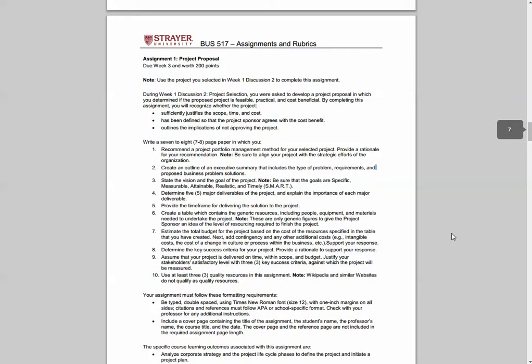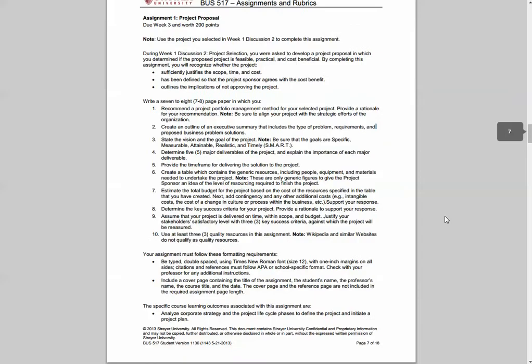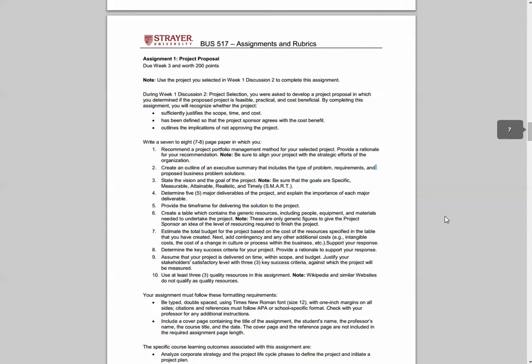For example, assignment 1, what are you being asked to do? Remember, a proposal is you're making the argument for a project to be funded. You're requesting that the organization support and fund this project and authorize you to actually do it. So you're going to have to justify why it makes sense for the business. So that's what you see here.